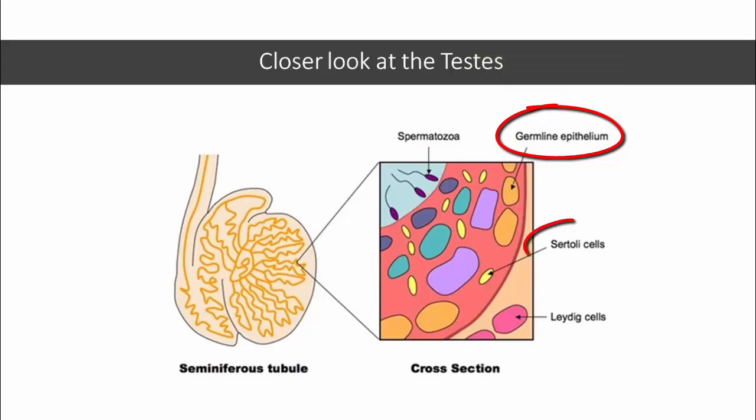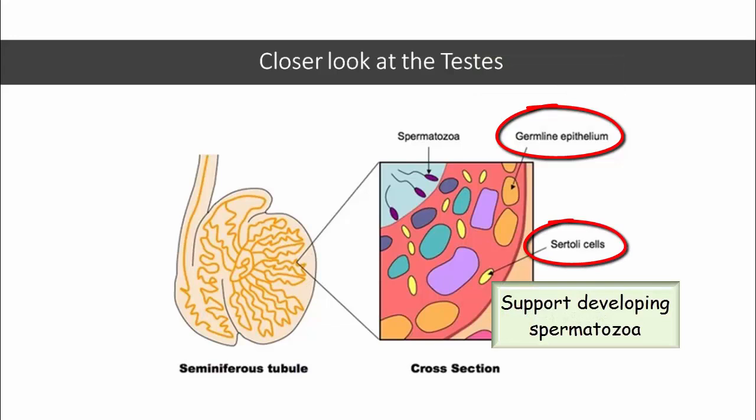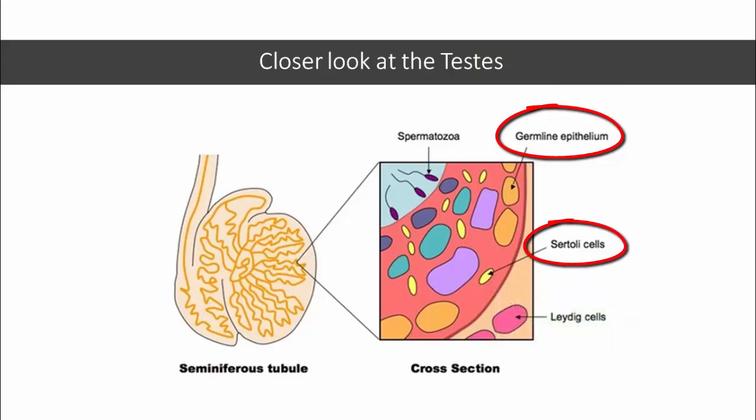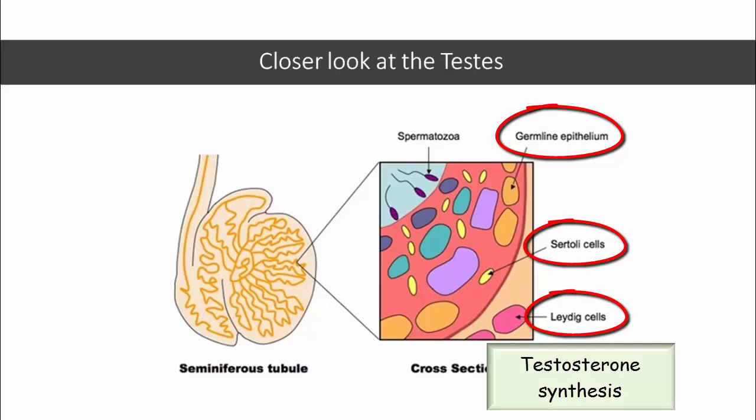Next are the Sertoli cells, which also line the tubules and help support developing spermatozoa. Finally, there are the Leydig cells. These cells hang out in the interstitium and function to synthesize and secrete testosterone.